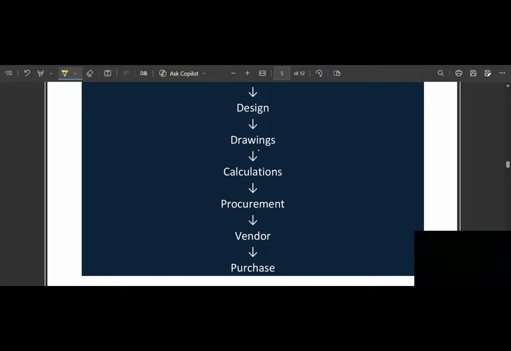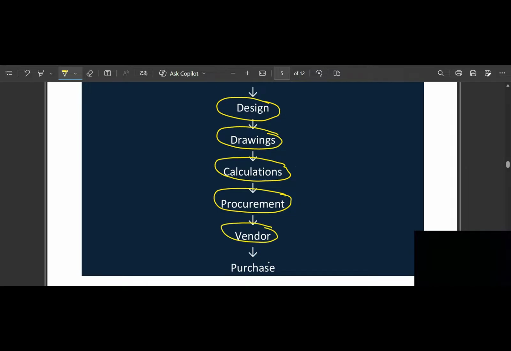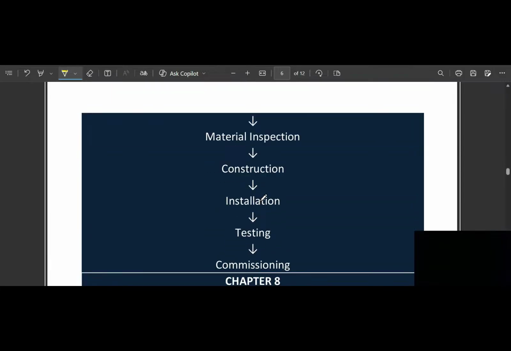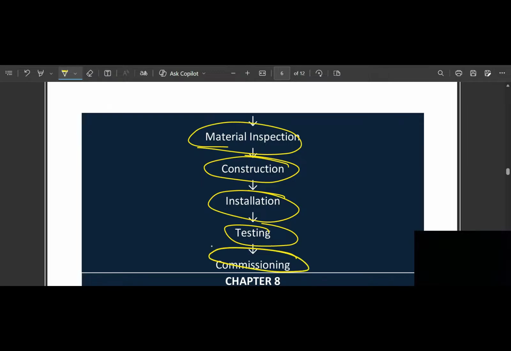So first you have to design the plant. You have to make the design of every equipment. You need to prepare some drawings and do some calculations to design that plant. Then procurement: you have to purchase all the equipment that we have designed or fabricated. Then we have to select the vendors and purchase it. Then material inspection, construction, installation, testing, and finally you have to commission that plant.